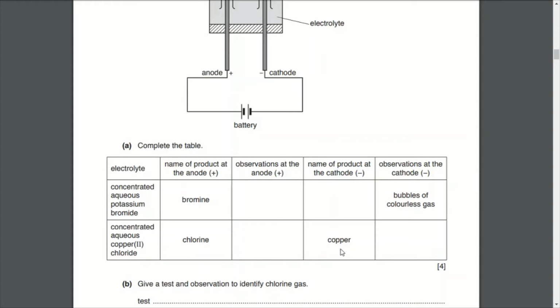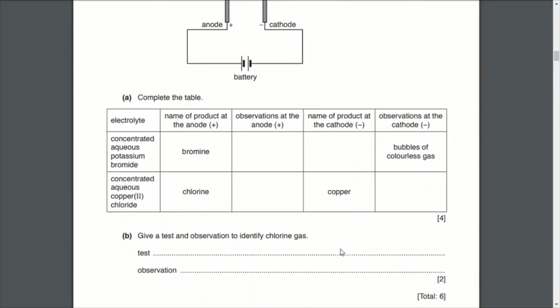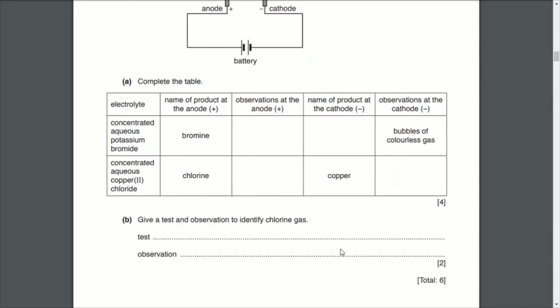Name of the product at the cathode: copper. Copper is basically a solid, and we will see a solid at the cathode. If you want to write the color of the solid, it's going to be pink solid.